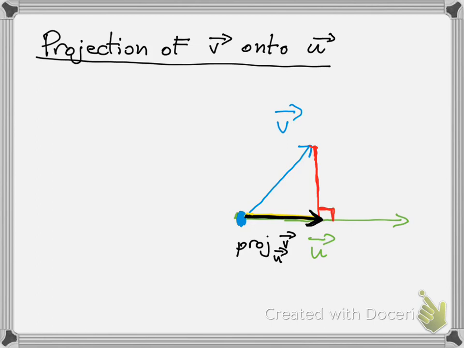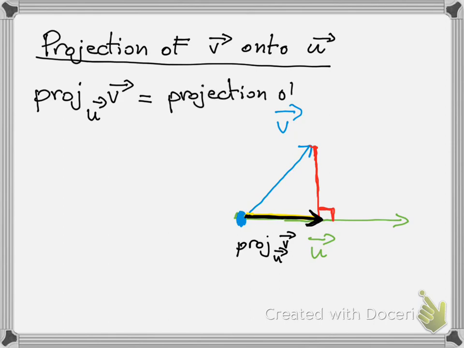Okay, so this is the notation, projection of v onto u. So that's the projection of v onto the vector u. Okay, it's given by this vector here.